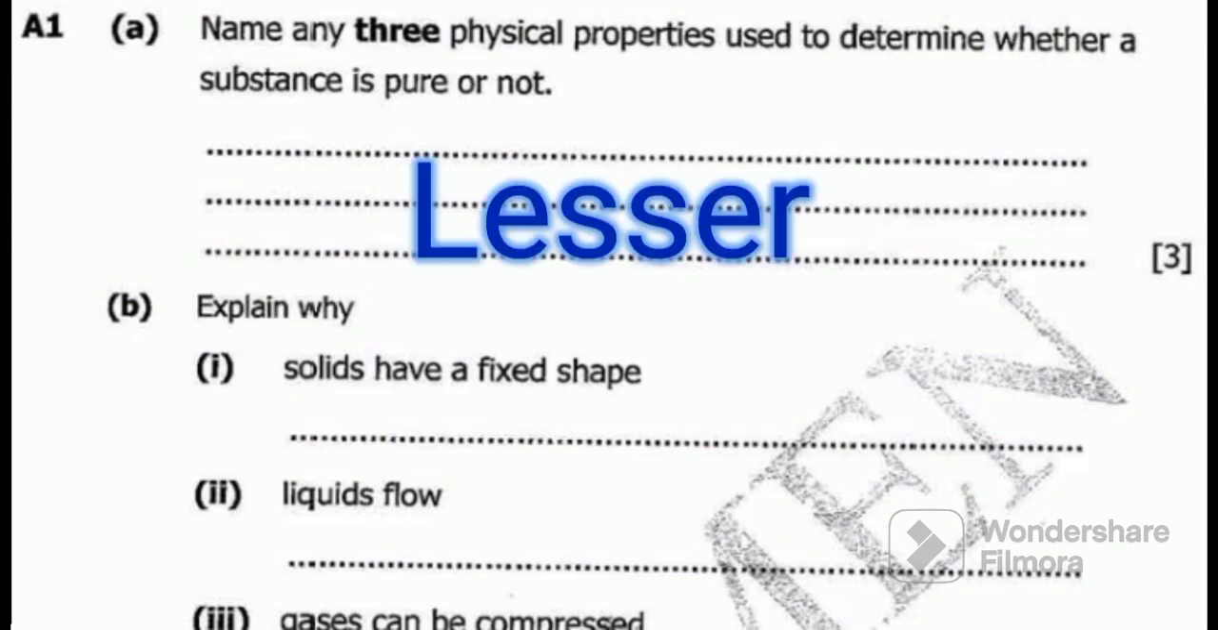Okay. B2. Explain why liquids flow. Liquids flow because the forces of attraction holding them are lesser as compared to solids. Okay. Question B3. Explain why gases can be compressed.